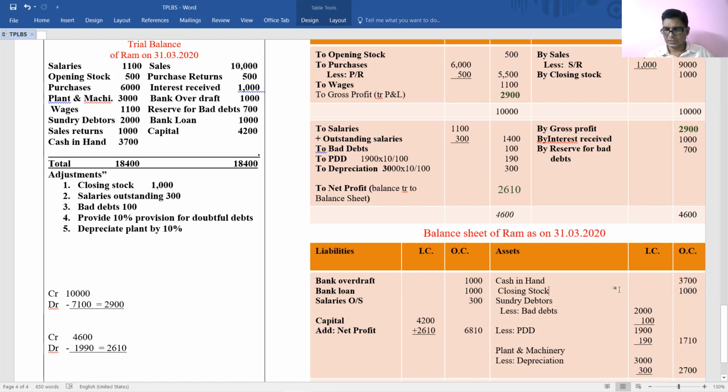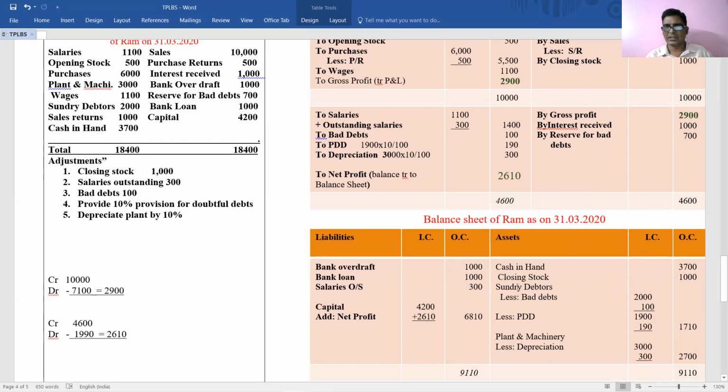After all, you have to add the balance sheet. You get 9,110, 9,110. This is called the balance sheet being tallied. When the trial balance is tallied, automatically we have to tally the balance sheet also. This is about final accounts.